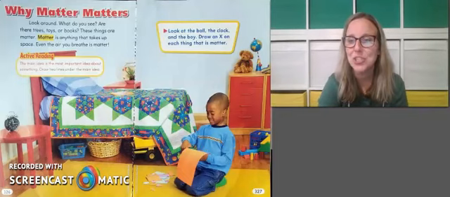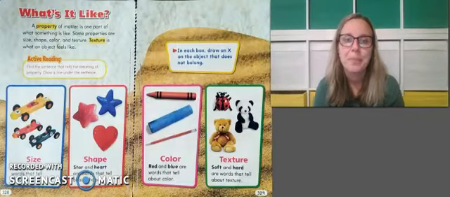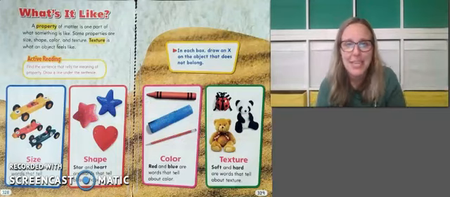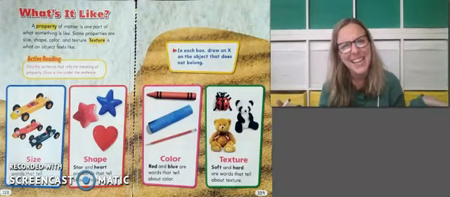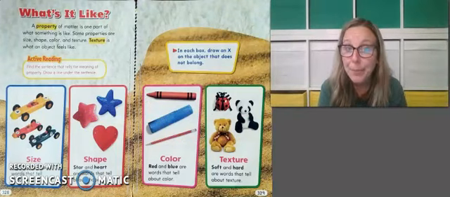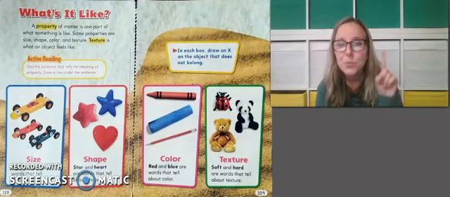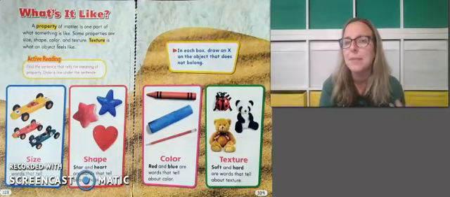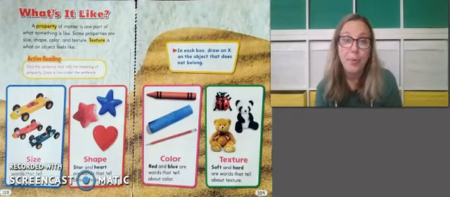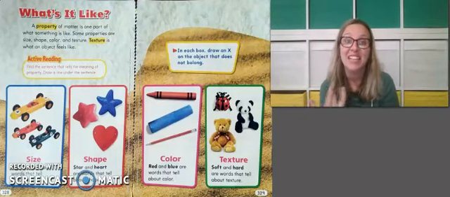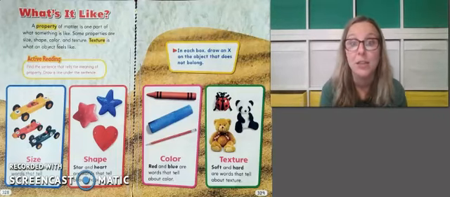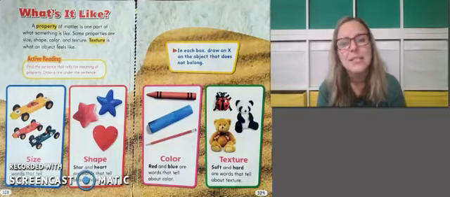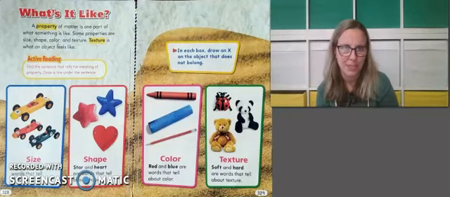All right, let's turn to the next page. This page at the top says, what's it like? A property of matter is one part of what something is like. Some properties are size, shape, color, and texture. Texture is what an object feels like.